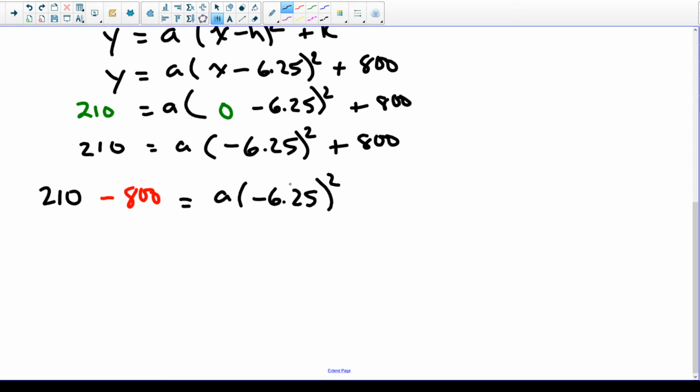Well, let's do the 210 minus 800 first. Just going to do it on my calculator off to the side to make sure I'm not making any mistakes. So that's negative 590. Now let's square the negative 6.25 at the same time. Again, just going to do it off to the side. So that gives 39.0625.